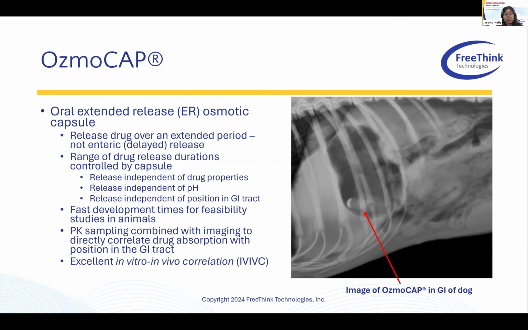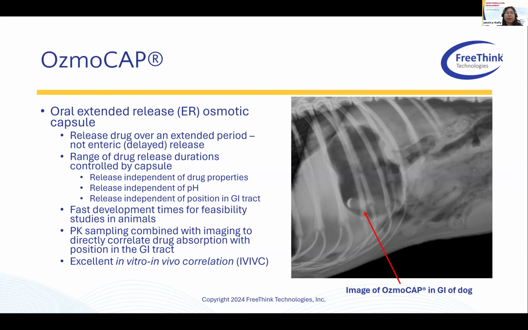So what is OsmoCap? OsmoCap is Free Thing's proprietary oral extended release osmotic capsule. OsmoCap releases drug over an extended period, so it is not enteric or delayed release, and it also offers a range of drug release profiles that are determined not by the API characteristics, but are controlled by the capsule shell formulation. So this means that the release is independent of drug properties, pH, and position in the GI tract.